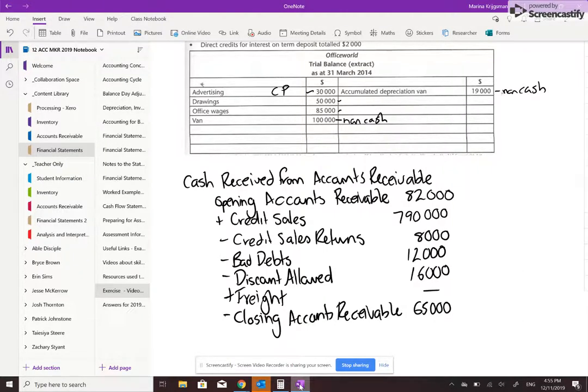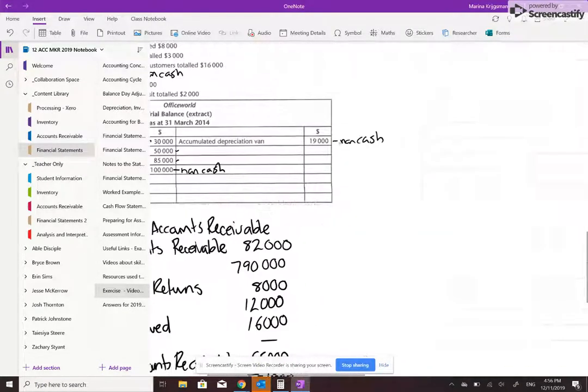Okay, so now we'll just calculate the cash received from accounts receivable. So we've got 82,000 plus 790,000 minus 8,000 minus 12,000 for our bad debts, minus 16,000 for our discount allowed, minus our closing accounts receivable, giving us a total of 771,000.